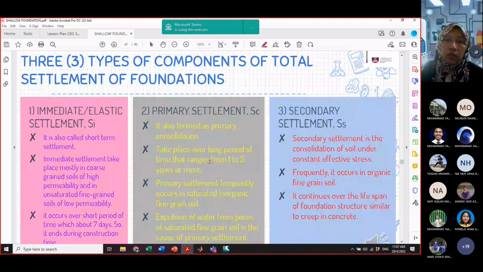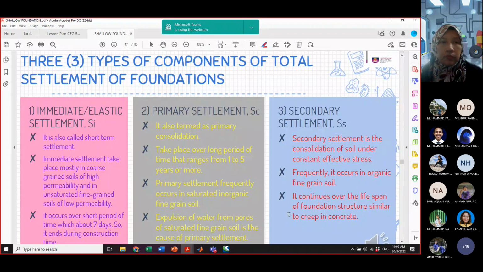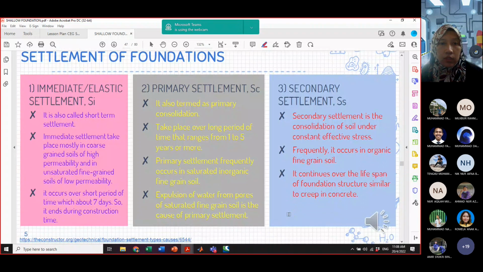So what are causes? So the causes of the settlement, for example, the weight of the building. So yang ni pun saya ada explainkan faktor-faktor untuk kita design foundation. So dia bergantung kepada live load, dead load ataupun earthquake or any other factors yang lain. So all that kinds that can give to you to the factor of the foundation settlement. Ataupun indirect causes. Indirect causes, for example, failure of collapsible soil, underground infiltrations, yielding of excavations ataupun earthquake. Okay, yang ni pun I will not explain further.